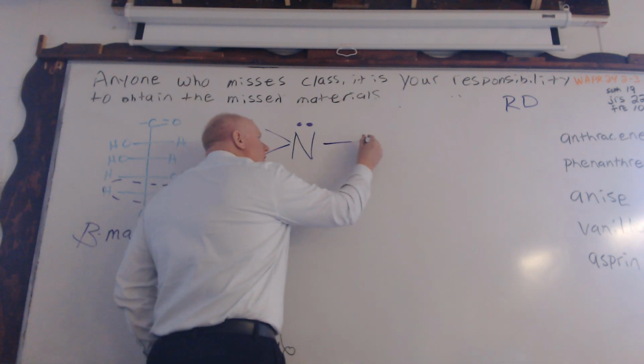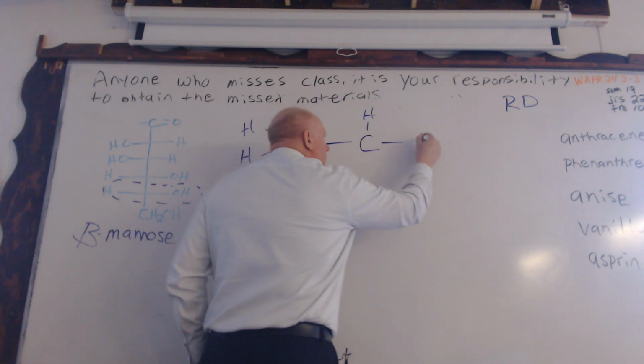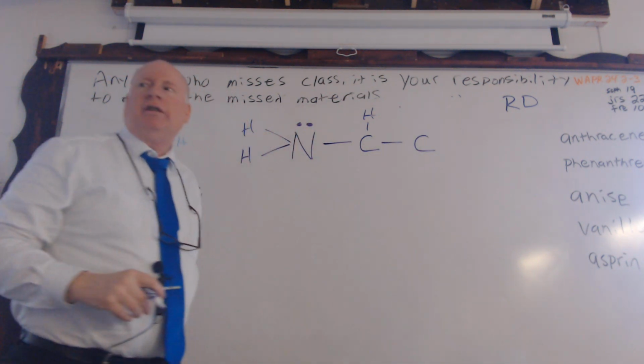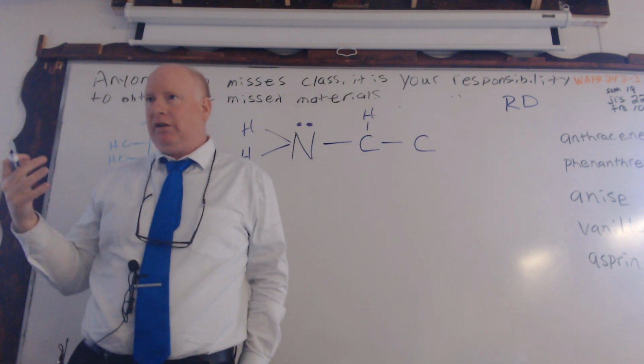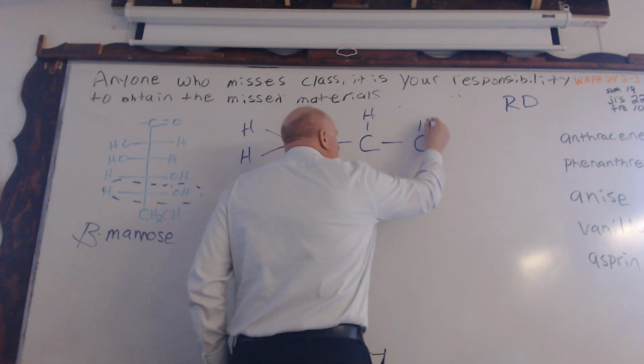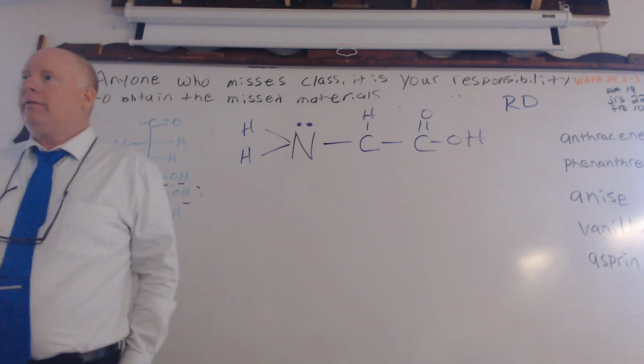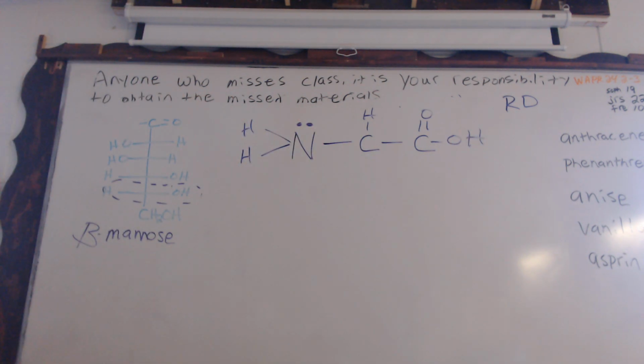Then, when you link that to a carbon, here's another hydrogen. And then, what does COOH mean to you? Acid. That is an acid. So, C, O, O, and H. This is not quite complete yet. How do we make this the amino acid glycine? Exactly. There's only one spot where that can go.